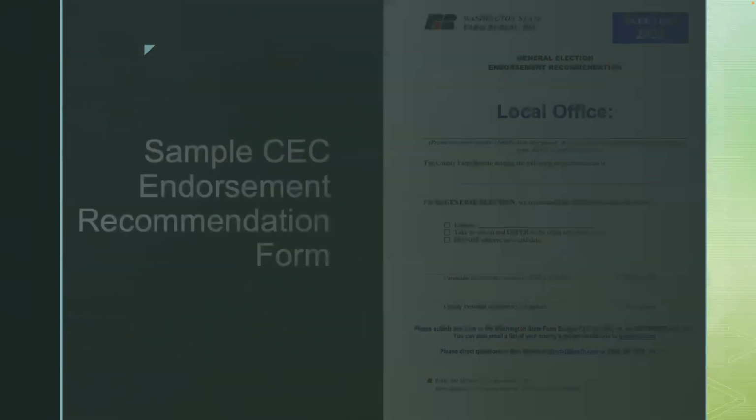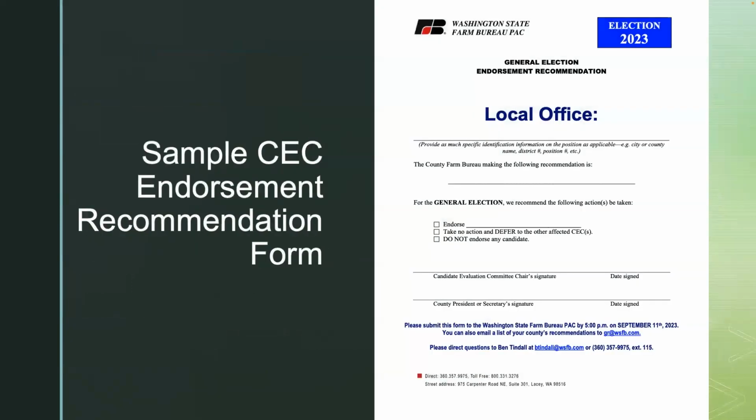All right, like I said, here is a sample CEC endorsement recommendation form. It may be a little small to see to a degree, but this is just an example. This one is for local offices, but the basic form is similar. This is a general election endorsement recommendation form. The first thing, once you have made your decision on a recommendation, you list out the name or identify the position. So what position is this particular recommendation form for?